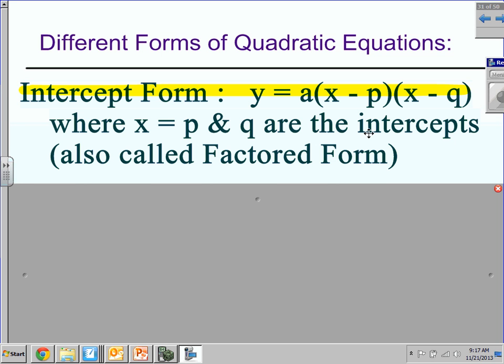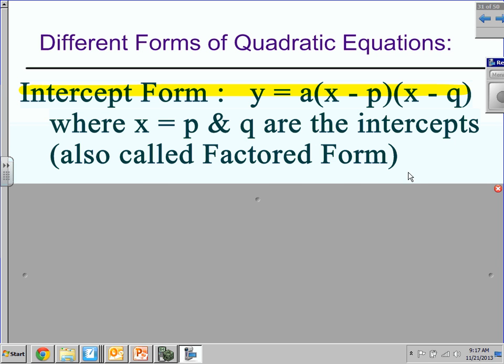And the intercept form is some constant a times (x minus p) times (x minus q), where p and q are the intercepts. So if you solve for x here, the two intercepts will be p and q. If you have an equation in factored form, it's fairly straightforward to graph that parabola. However, not all equations are factorable, so you can't get all equations into intercept form.